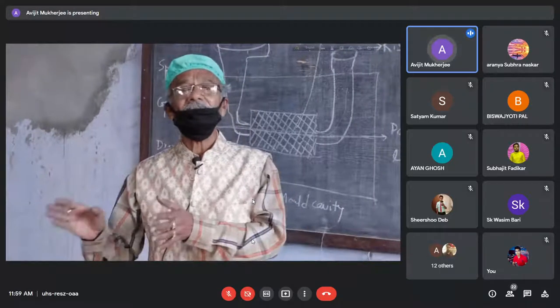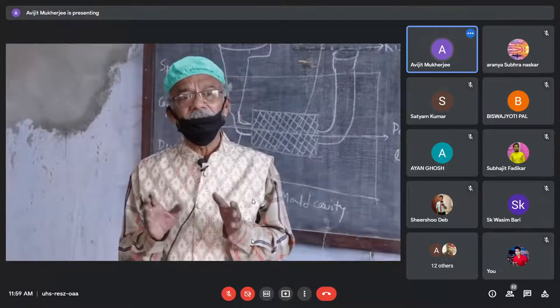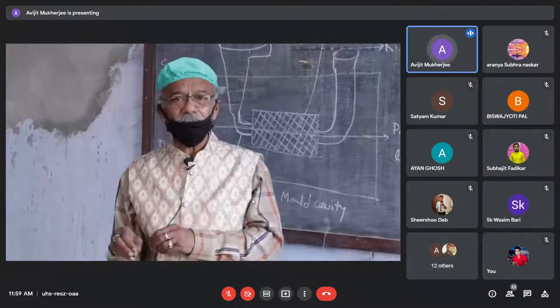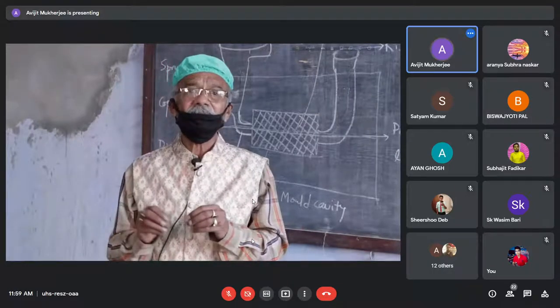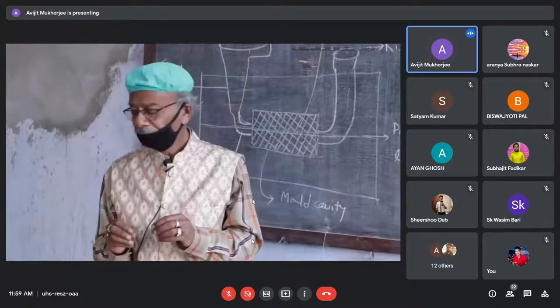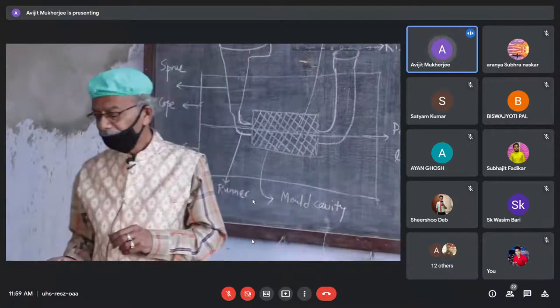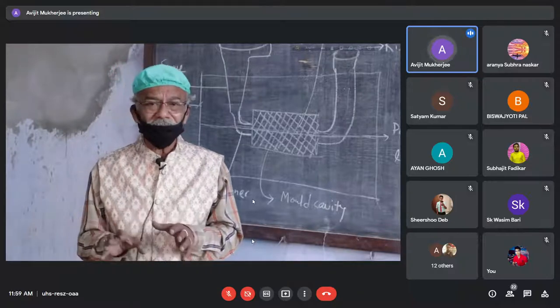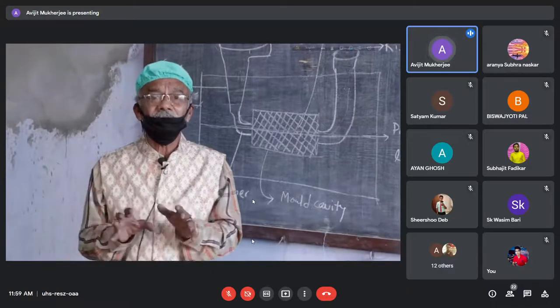In the theoretical classes, these should be discussed thoroughly. Within the very little time allowed to us, it is not possible to describe all these things practically. Now, the problem is that after the solidification of the melt, we get a cast part of solidified material.